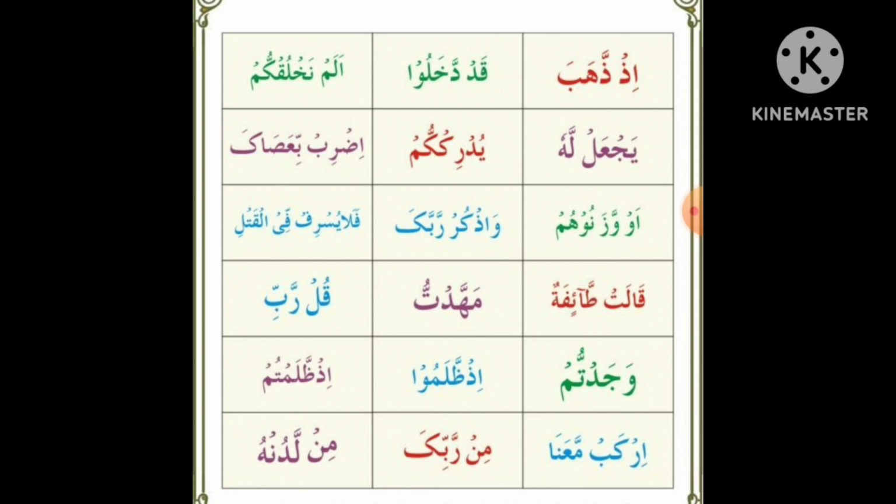Then you have wajadtum. Again idgham mutajanisain. Wajadtum. Then you have izzalamu. Again idgham mutajanisain, because zal and za articulation point is the same but they are two different letters. So you will do the complete idgham of zal into the za, and you will read only za. Izzalamu. Then again you have izzalamtum.